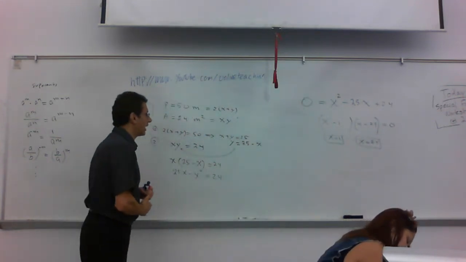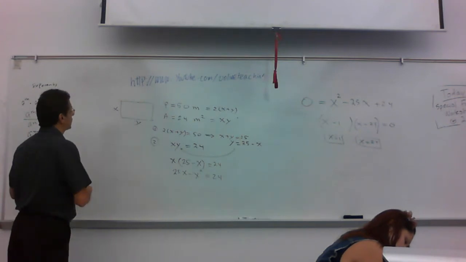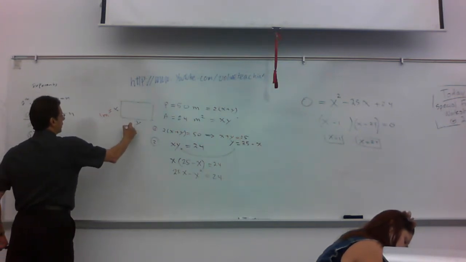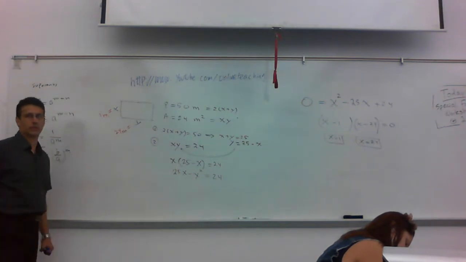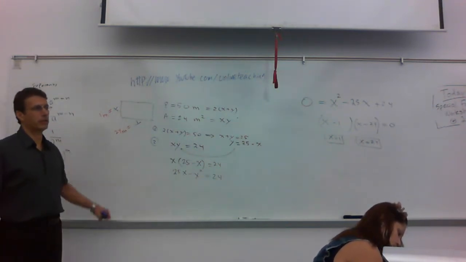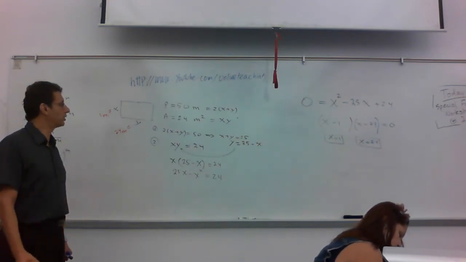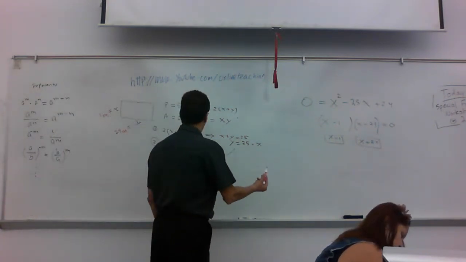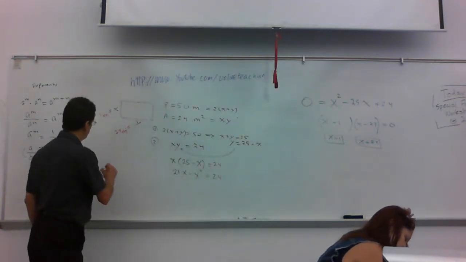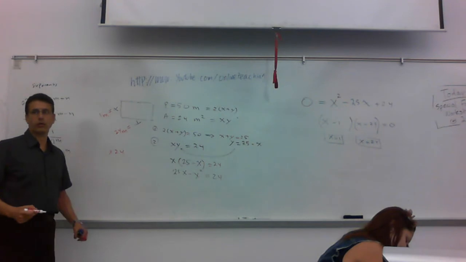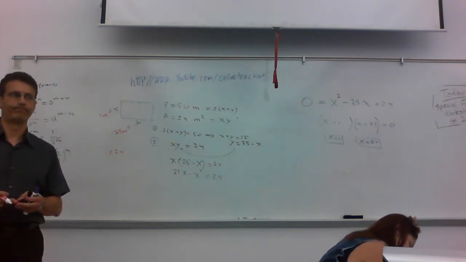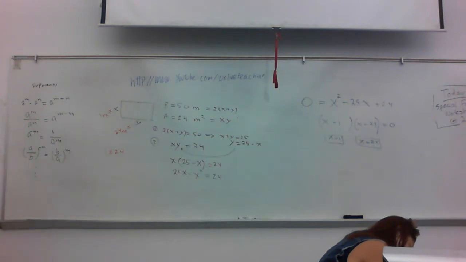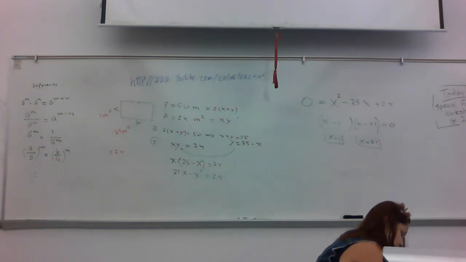So it is important to understand. If x is 1, which means meter, y is 24 meters. And notice the perimeter is 50 and the area is 24. If x is 24, then y is 1. No matter what, the dimensions are 1 by 24 in any order. Does that make sense to everybody? Any questions? All right.